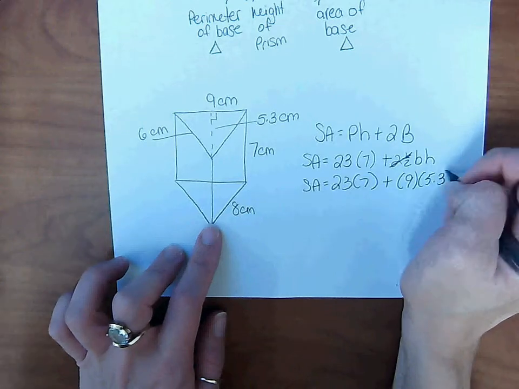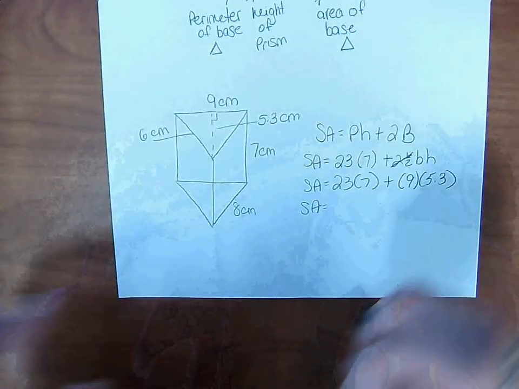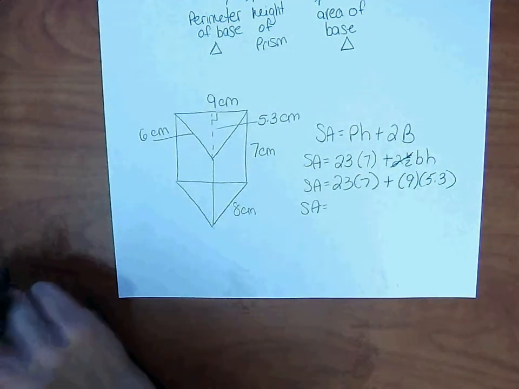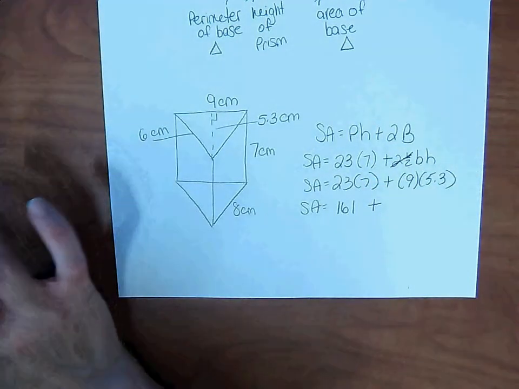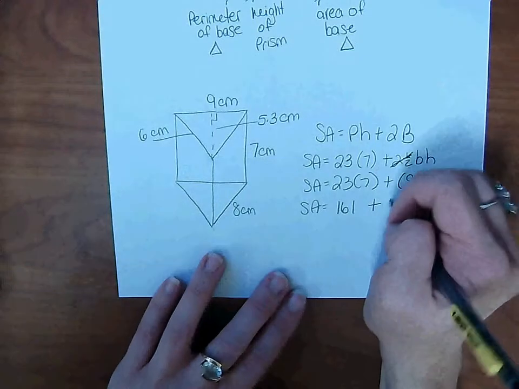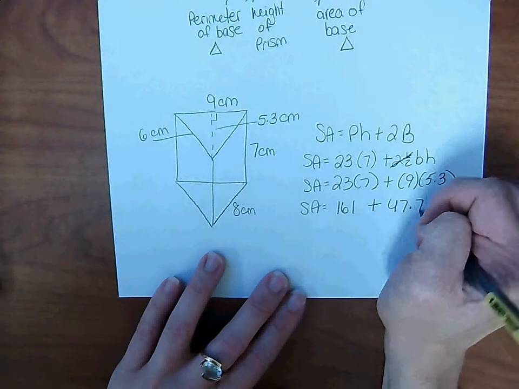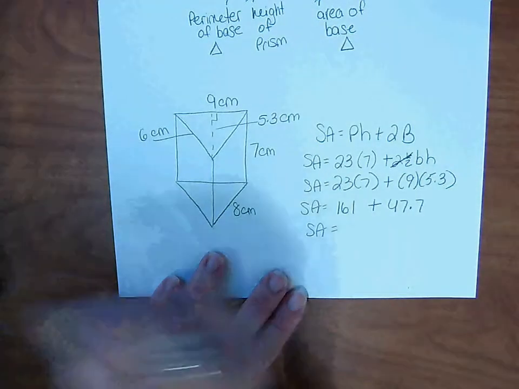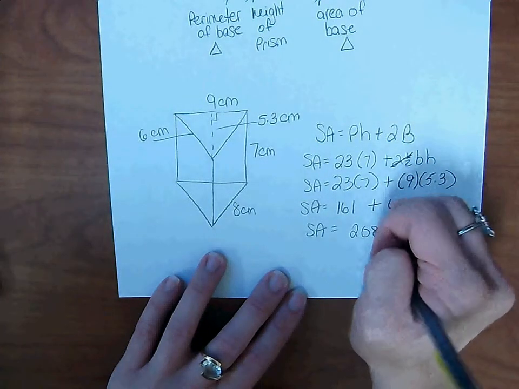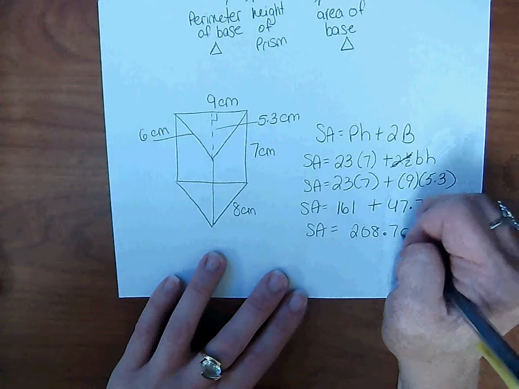Plus signs mean to stop. So multiply 23 and 7, 161, plus 9 times 5.3, and that's 47.7. Add those together, and the surface area is 208.7 centimeters squared.